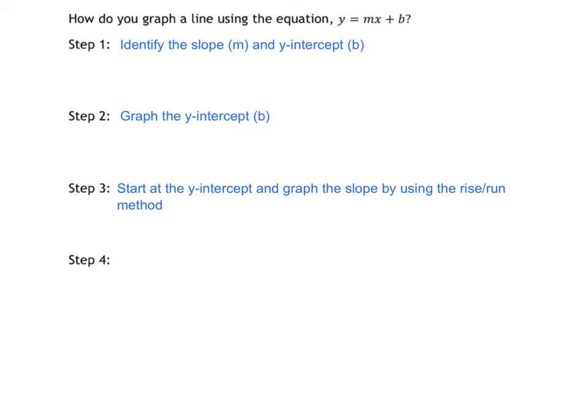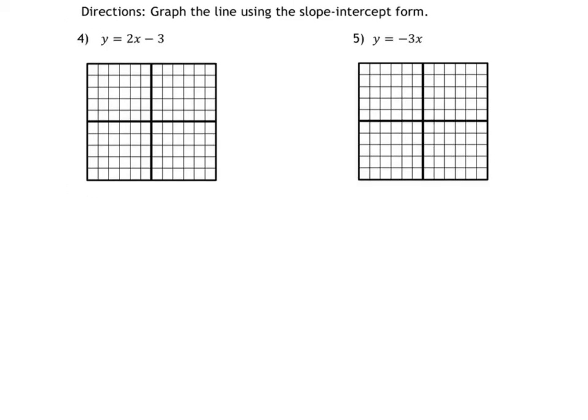And now step 4, we're going to draw the line and label it with the equation. Now let's graph the lines using the slope-intercept form. So let's read our directions. It says, graph the line using the slope-intercept form. We're going to use the formula y equals mx plus b.